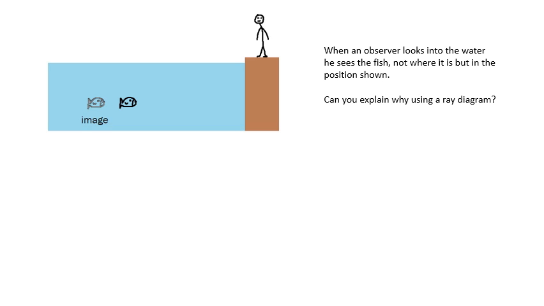Look at this, see if you can figure this out. Now, when an observer looks into the water, he sees the fish, but he doesn't see it where it is. He sees an image of the fish. Can you explain why using a diagram? So pause the video, have a think about it. I'll show you the answer in 1, 2, 3.